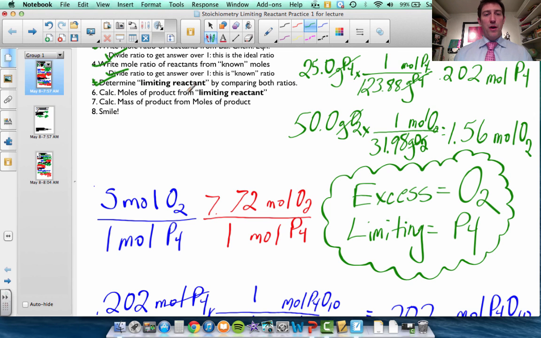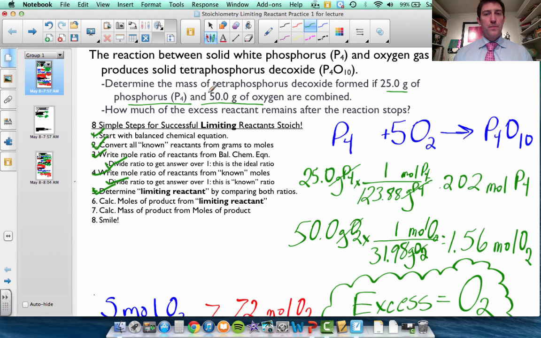Calculate the moles of product from the limiting reactant. Moles of product. Okay, let's go back up here. Moles of product is what I'm trying to solve for. Okay, product right here. So these were our reactants. This is our product, P4O10. All right? This says calculate moles of product. I need to calculate how many moles of this, and I need to start with the limiting reactant.